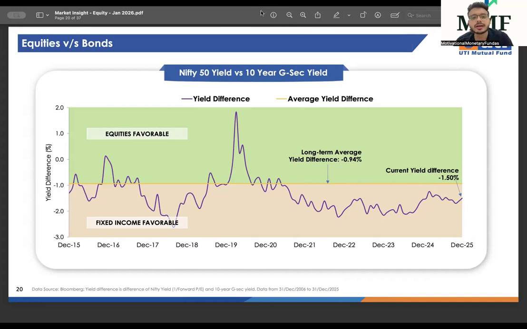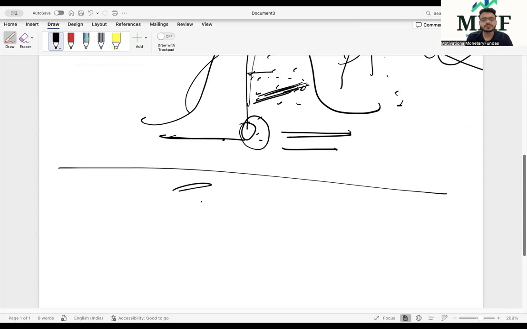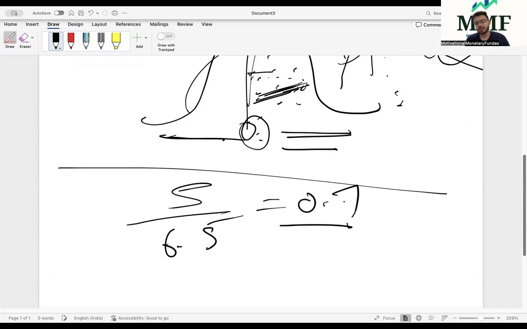Now, sometimes people tend to take a ratio of the earning yield and bond yield. So अपना earning yield was 5%, our bond yield was 6.5. We took the ratio, we got 0.7. Again, this 0.7 is a 10-year average. It means we are at average in terms of the ratio also.